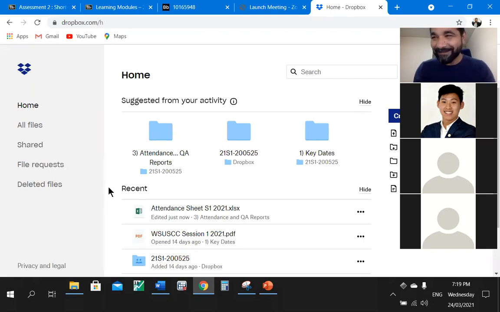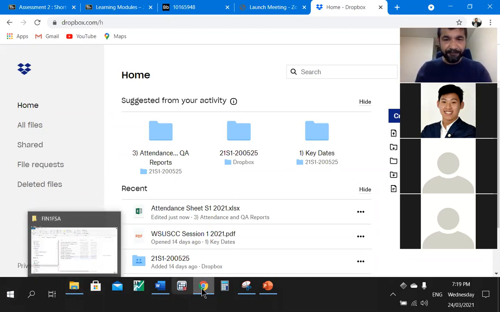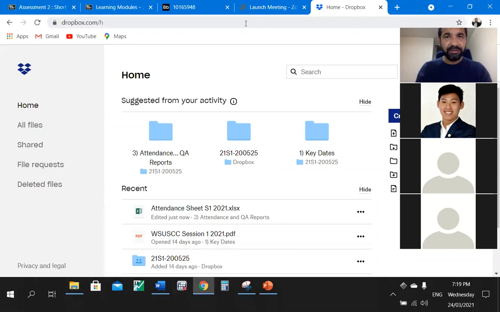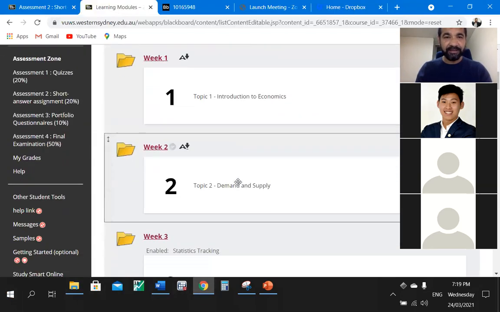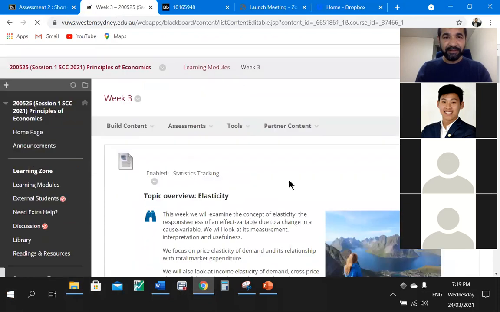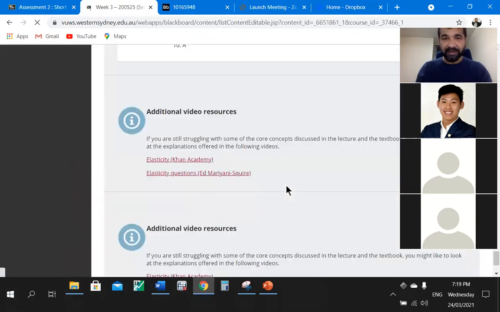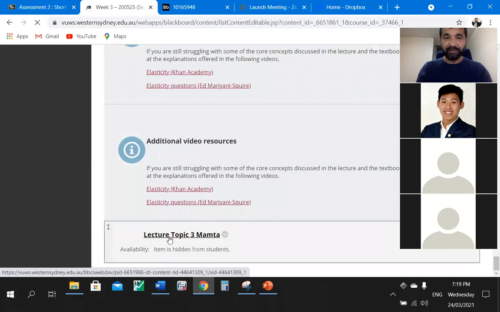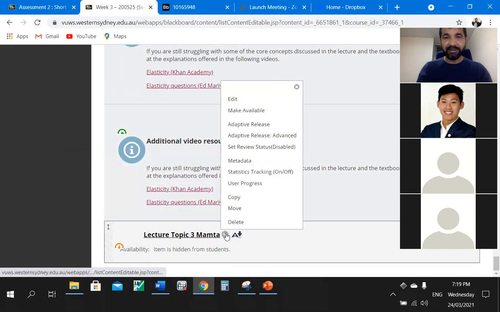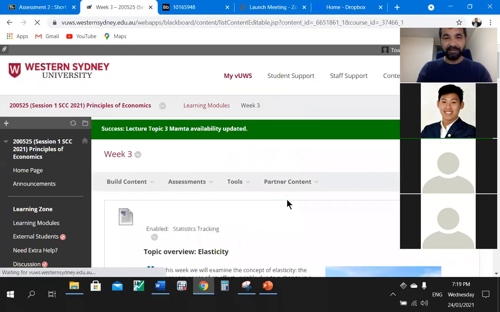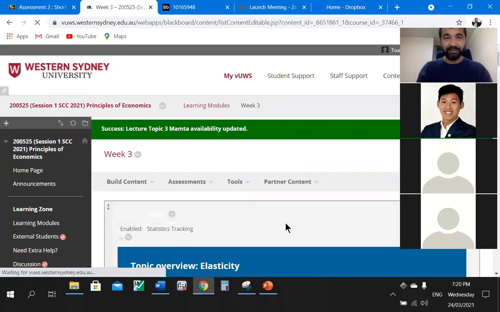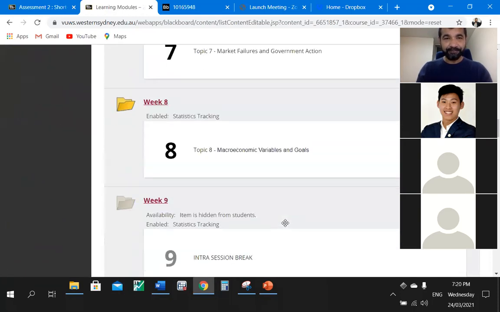Sir, could you post your notes? Which notes? The PowerPoint ones. PowerPoints are there. Is it not available? Give me a second. Those ones, yeah. Week two, I can never find them. The very last one. Lecture topic 3. That's the one. Okay, but the item is hidden from students. Item is hidden from students. And that's for all topics. Please make it available. That's for the other topics as well. I'll make it. Yeah. I've been having to make my own notes and it takes forever. Item hidden from students. Oh my gosh.